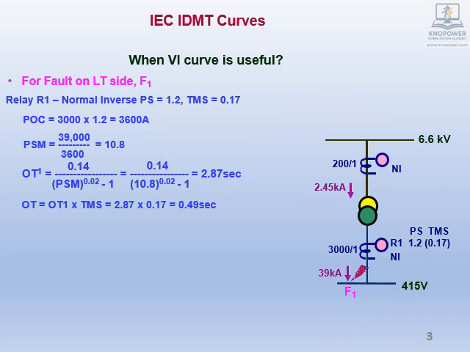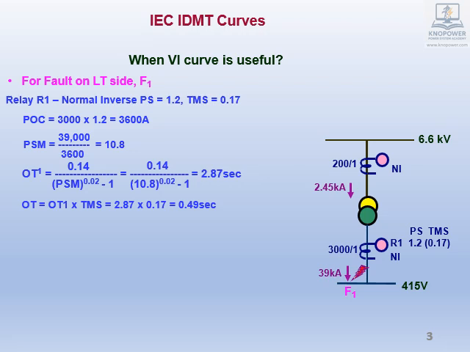Let us compare the performance of NI and VI for relay R2 on the HT side of the transformer. This example was discussed in an earlier module. In this case, consider both relays R1 and R2 as normal inverse. For relay R1, curve is NI, plug setting PS equals 1.2 and TMS equals 0.17. Primary operating current POC equals 3000 CT ratio into 1.2 equals 3600 amps.